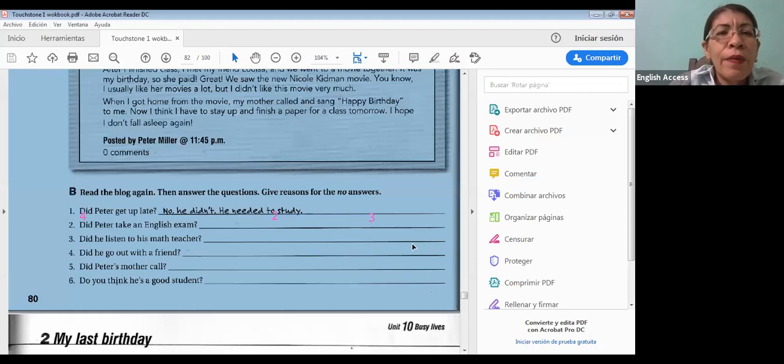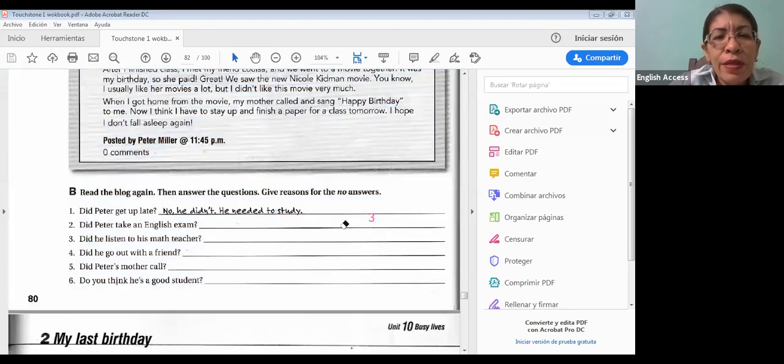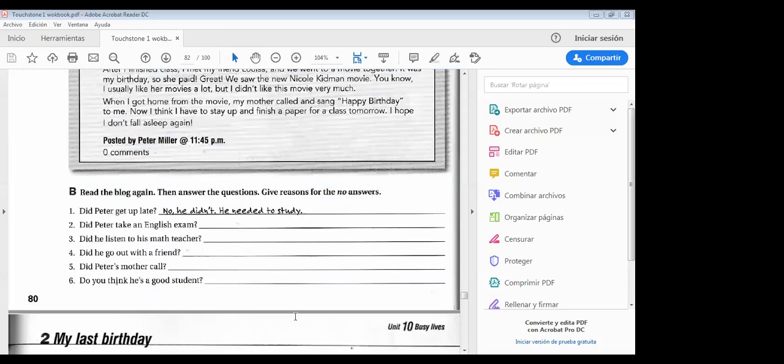Okay, here below we have the questions. It says read the blog again, then answer the questions and give reasons for the no answers. Okay, number 1 says, did Peter get up late? No, he didn't. He needed to study. Number 2, Damaris, can you read the question and answer, please? Did Peter take an English exam? No, he didn't. The teacher never came.